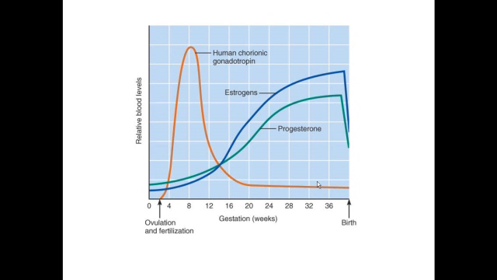So if we continue with our hormonal changes, we see that after the first couple of months, as the placenta is developed, the placenta is now taking over the regulation and the release of these hormones, particularly estrogen and progesterone. In addition, it produces another hormone called human placental lactogen. And this has an impact primarily on metabolism.